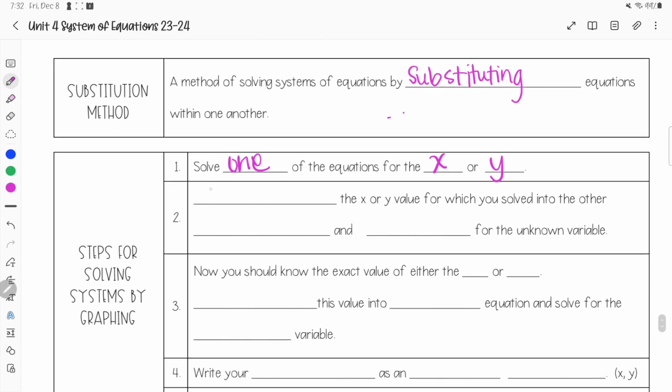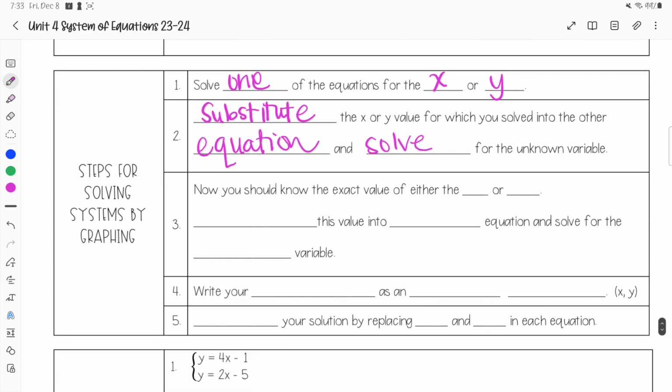Once you've done that, you're going to substitute the x or the y for which you solved. So if you solve for x, you're going to substitute that into the other equation. If you solve for y, you're going to substitute y into the other equation, and solve for the unknown variable. Once you get to this point, you should only have one variable that you're solving for, either x or y.